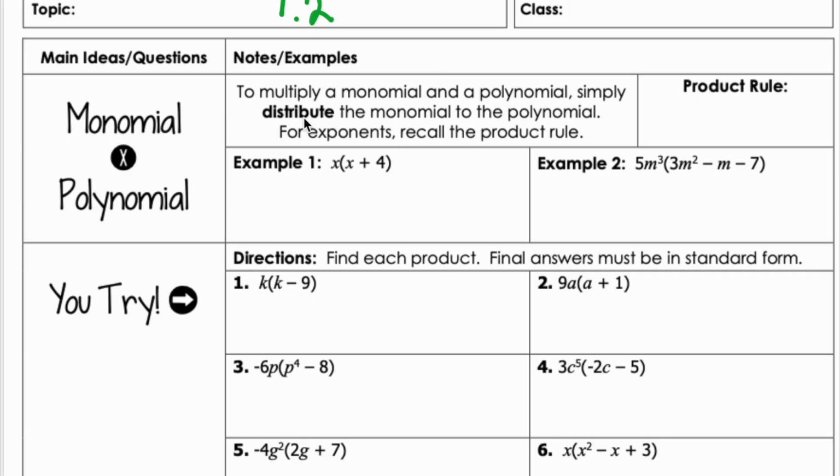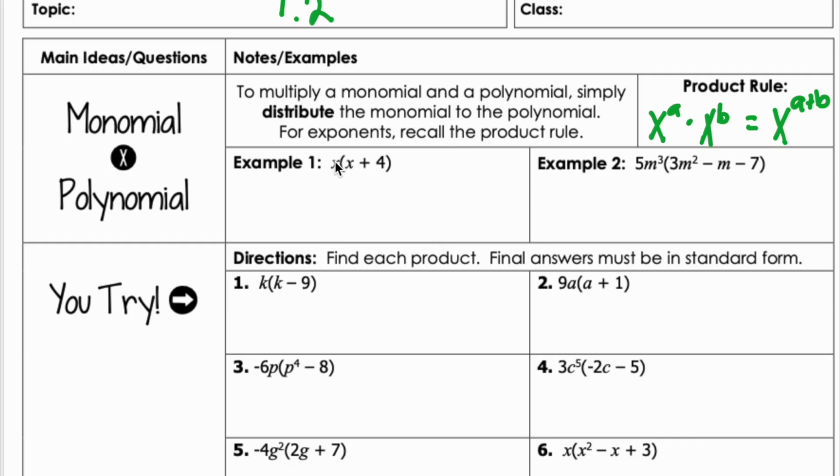briefly if you don't remember. To multiply a monomial and a polynomial, simply distribute the monomial to the polynomial. For exponents, recall the exponent rule. So we remember back in Unit 6 that if I have x to the a times x to the b, what I'm actually doing with my exponents is I'm adding them. So now I can combine these terms by saying x to the a plus b. Okay, and we're pretty familiar with that.